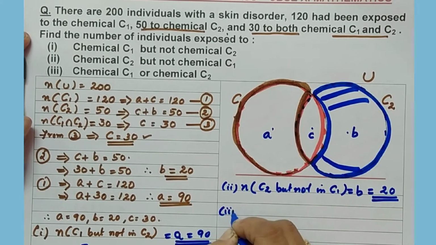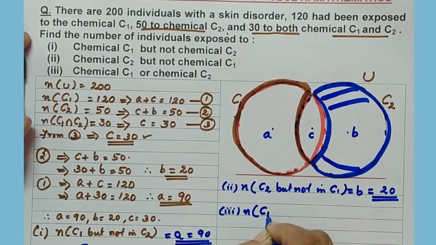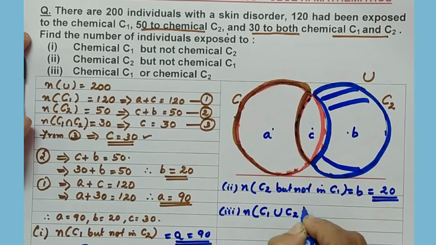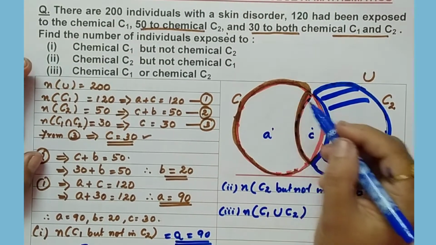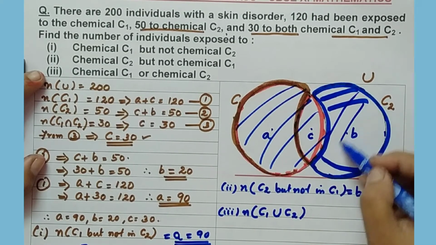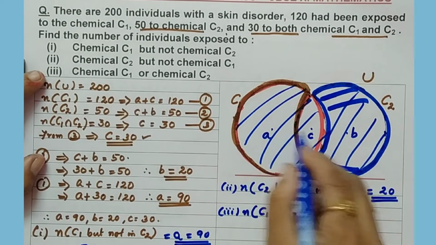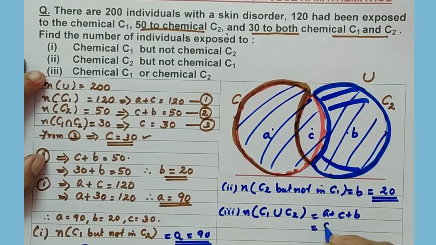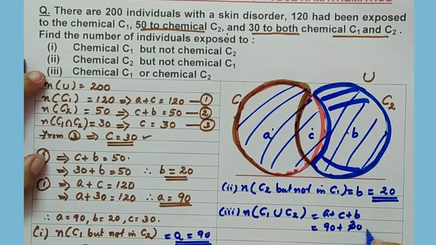Come to the third question. Chemical C1 or chemical C2. Number of elements in chemical C1 or C2. You know that C1 or C2 means union. What is C1 union C2? You need to shade all the elements, the full area. Which are the elements enclosed in the area? A plus C plus B. All the elements will come in that area, which is equal to 90 plus what is C? The value of C is 30, plus the value of B is 20. So 140 is the answer of this.